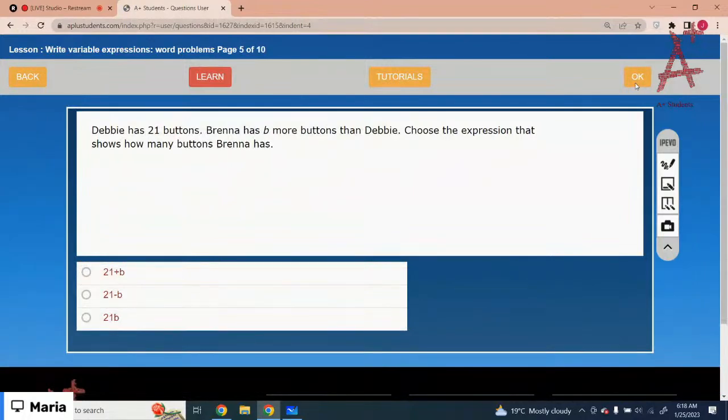Okay, the next one is Debbie has 21 buttons. Brenna has B more buttons than Debbie. Choose the expression that shows how many buttons Brenna has. So Debbie has 21 and Brenna has B more buttons than Debbie. So which is the correct option?